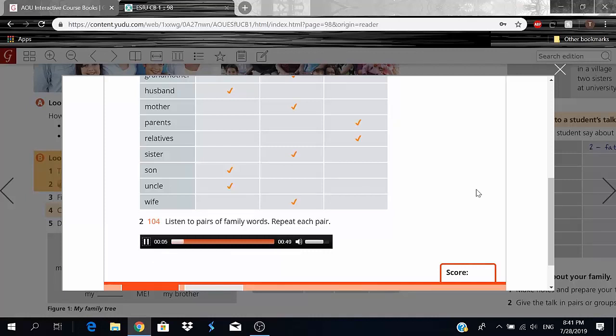104. Lesson 2. Speaking. Exercise B2. Listen to pairs of family words. Repeat each pair. Mother and father, brother and sister, son and daughter, uncle and aunt, mother and daughter, father and son, parents and children, grandparents and grandchildren, husband and wife, boyfriend and girlfriend, children and babies, parents and relatives.